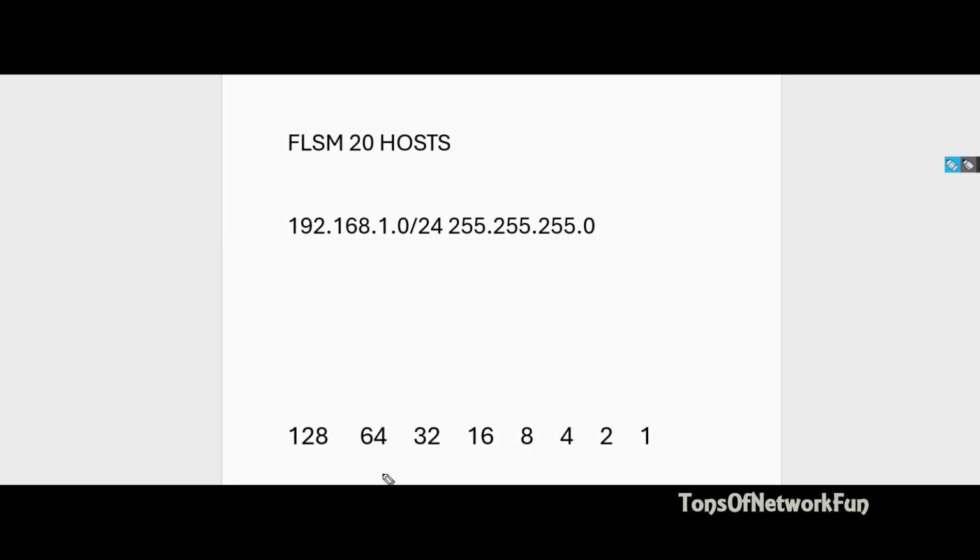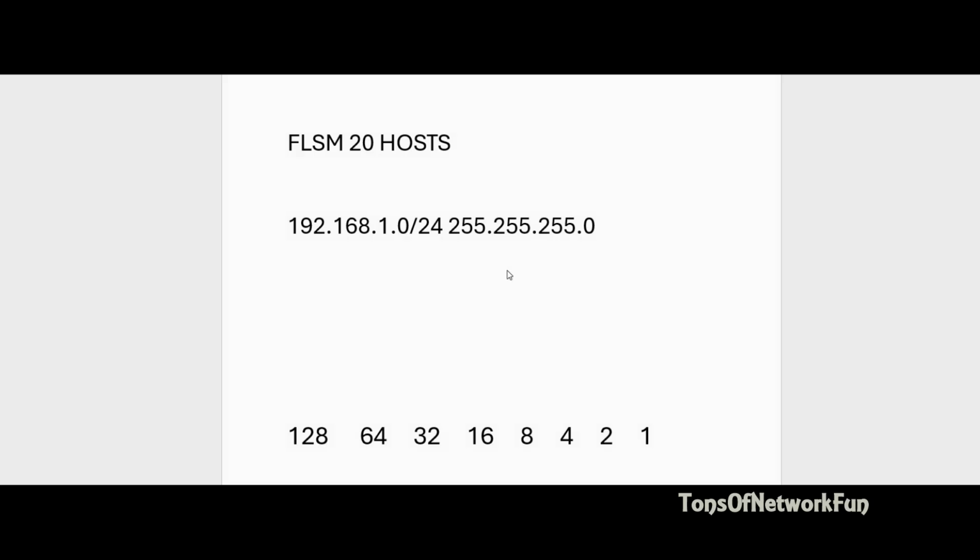So straight away we know 32 will be our block size in each subnet. Block size just means for each subnet we get 32 addresses, which gives around 30 hosts. And why 30? Because we lose one for the network ID and the other one for the broadcast ID. So we still get 30 hosts, which is 10 more than the 20 requirement. So we have an additional 10 available for future use. So we can say 20 is enough.